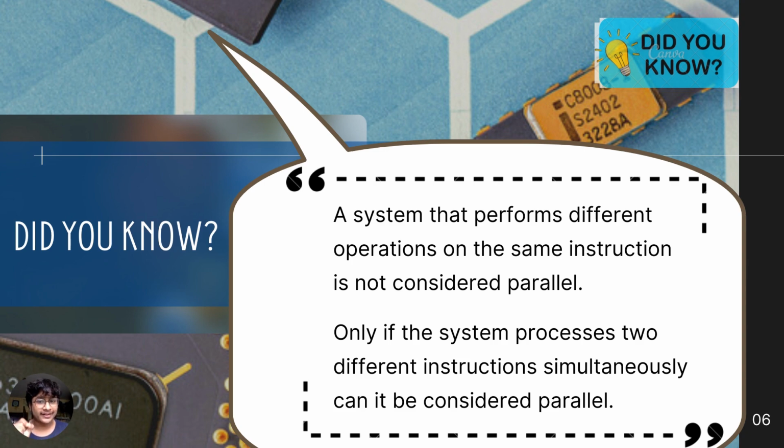Only if the system processes two different instructions simultaneously can it be considered parallel. So if I was talking about the addition-subtraction example, there are two different instructions: one is addition, one is subtraction. They are happening simultaneously, so this is parallel. But in the first case, what is mentioned is different operations on the same instruction.